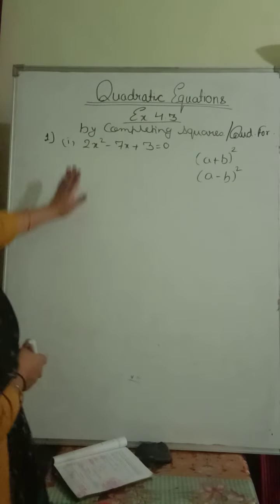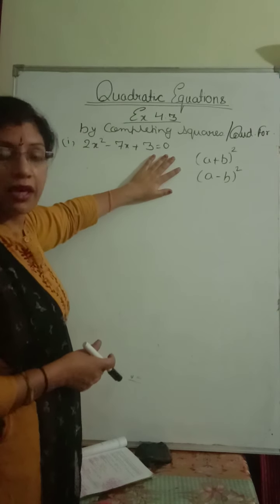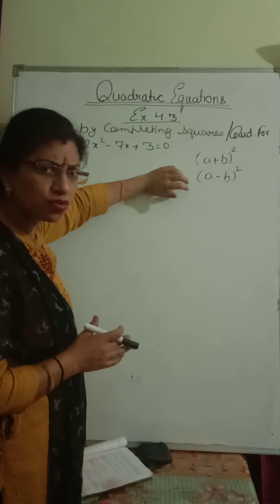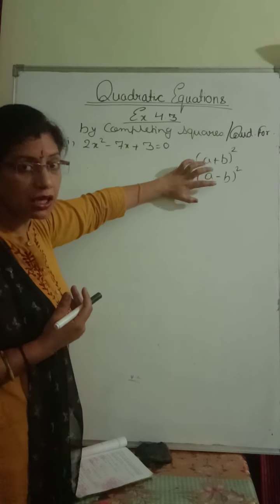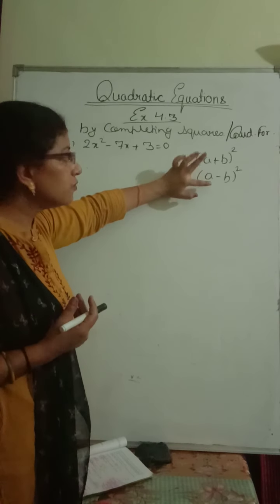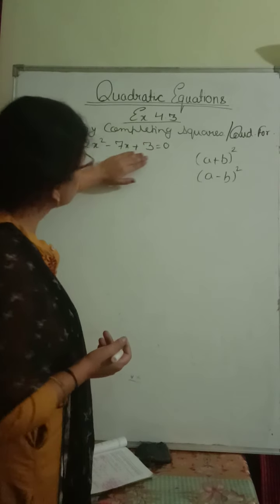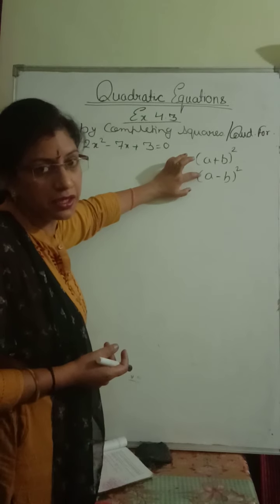Now this is the first part: 2x square minus 7x plus 3 equals 0. We have to solve this, first by completing the square. Completing the square means a plus b whole square form or a minus b whole square form. So we have to bring the equation into one of these forms, either in this form or in this form.